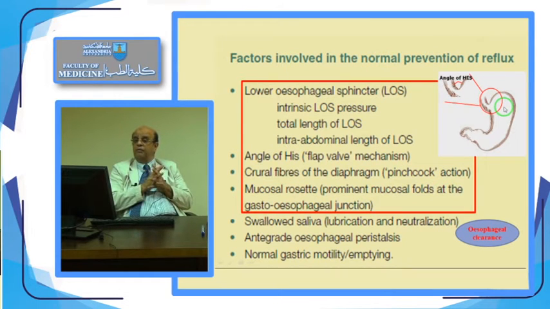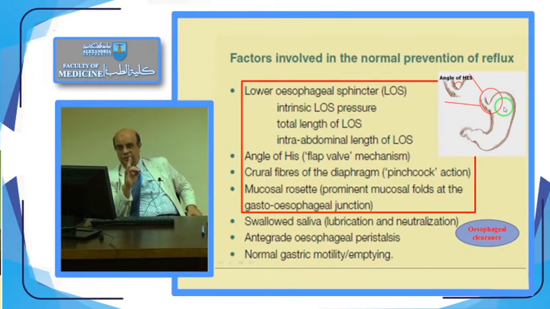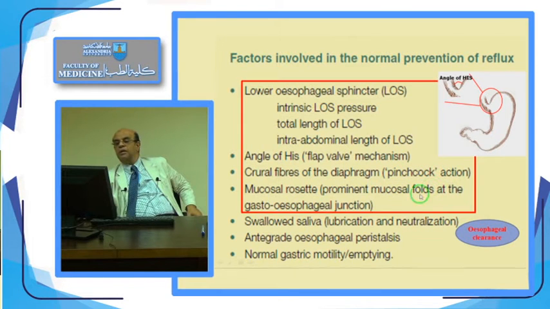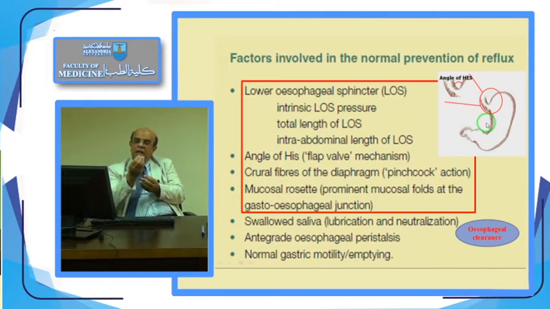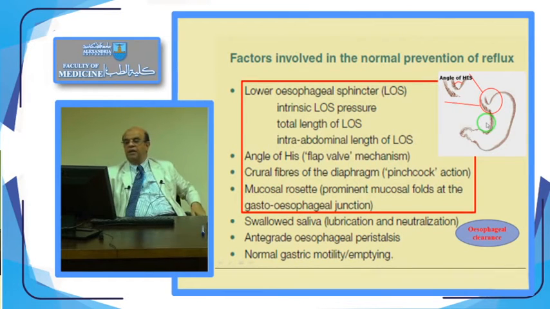The crural fibers of the diaphragm work as a pinchcock action. The mucosal rosette is not a sphincter, but rather the arrangement of the mucosal folds of the stomach around the gastroesophageal junction that are prominent and come near together, forming a sort of mucosal fold or rosette that may help in the prevention of reflux.